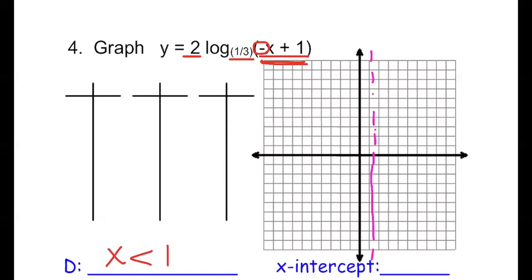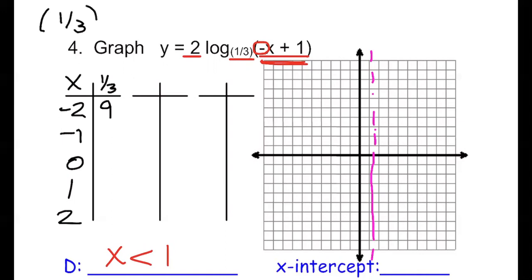Okay. And then let's go ahead and figure out our points and plot our points. Our base here is 1/3. So we're going to go -2, -1, 0, 1, and 2. And if I plug in an exponent of -2 with a base of 1/3, I'm going to get 9. Right? Because 1/3 to the -2nd power, the negative makes you flip it. So this is actually equal to 3 squared, which is 9. If I plug in a -1, I get a 3.